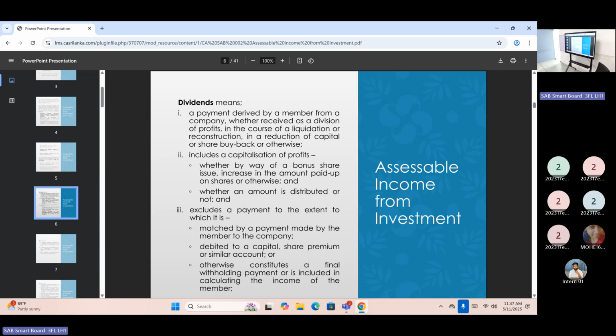So the strategy of issuing bonus shares by companies: there may be a situation in a company where we have a profit but we don't have cash to pay a dividend. I mean that we don't have liquidity to pay dividend. So therefore we are issuing bonus shares.